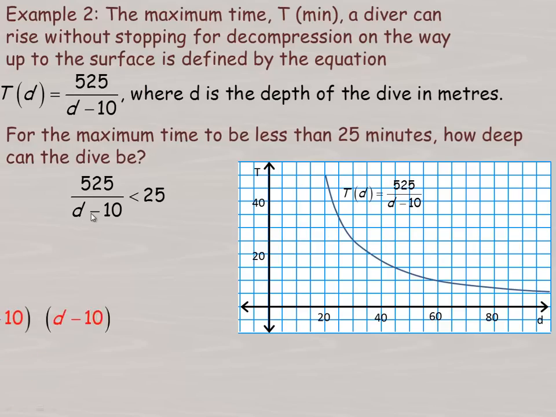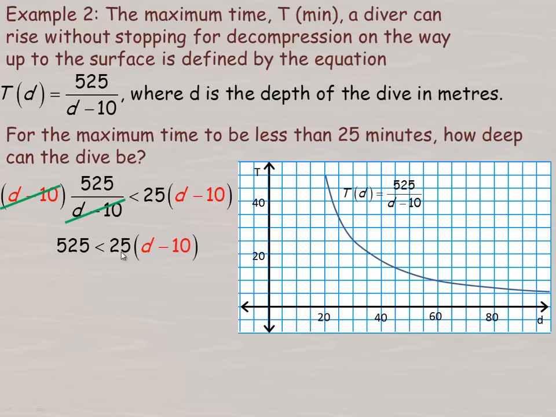So what I would do is multiply both sides by d minus 10 so that those divide out. I'm trying to solve for d here. And so I now have 525 is less than 25 times d minus 10. Now I'm going to distribute the 25 into the d minus 10. And I'm going to actually switch both sides at the same time because I like to have my variable on the left. So 25 times d is 25d. 25 times negative 10 is negative 250. Now this is the greater than sign. Notice the inequality opens up towards the bigger side. So that's why if I put that on the left, I have to switch my inequality. And then 525 is on the other side.